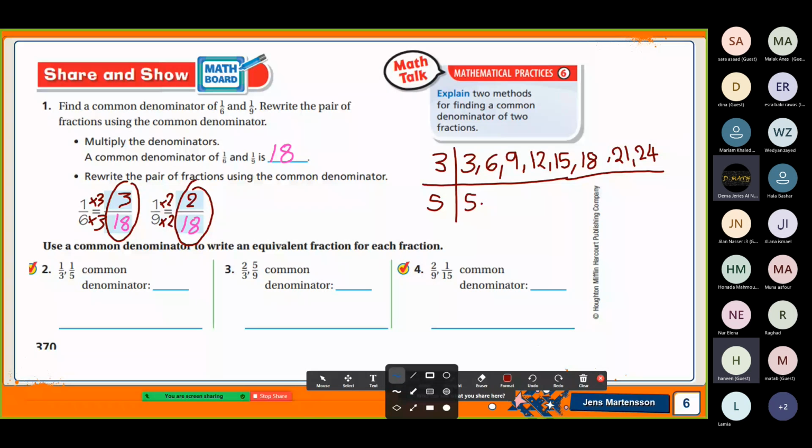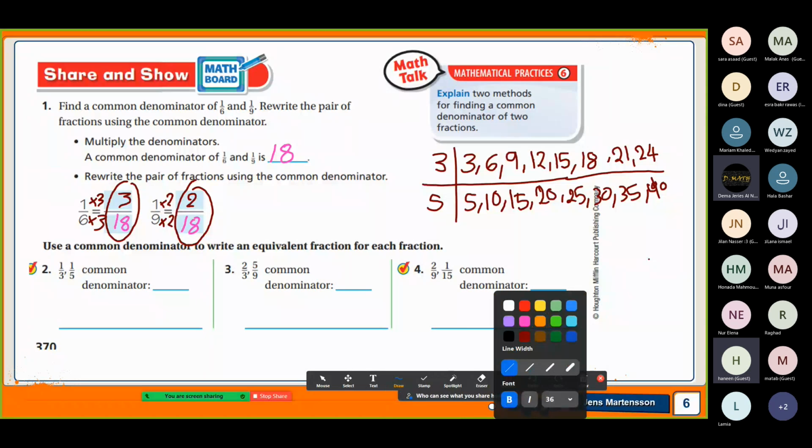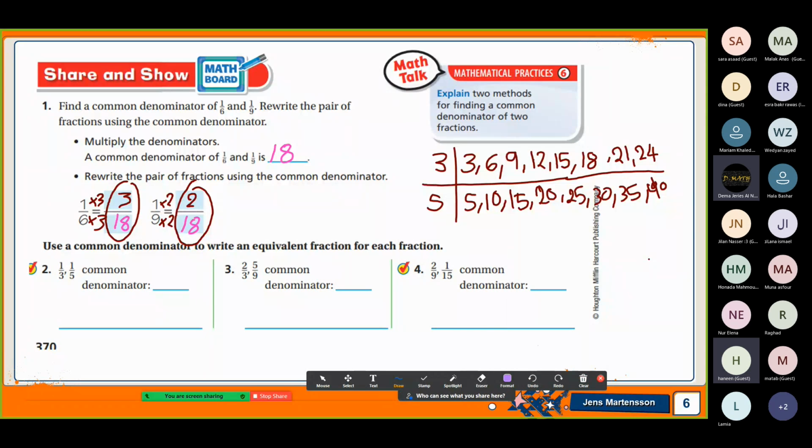Now 5. 5 multiplied by 1, 5. 5 multiplied by 2, 10. 5 multiplied by 3, 15. 5 multiplied by 4 is 20. 5 times 5, 25. 5 times 6, 30. 5 times 7, 35. And 8, 40. Now then, what is the common multiple? 15. Bravo. So the common denominator is 15.